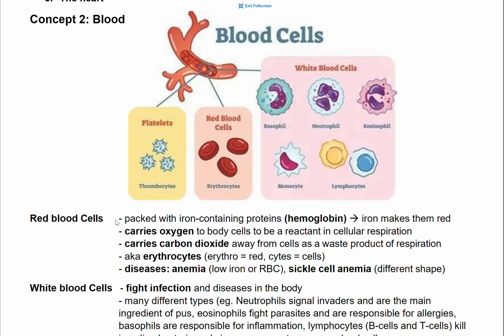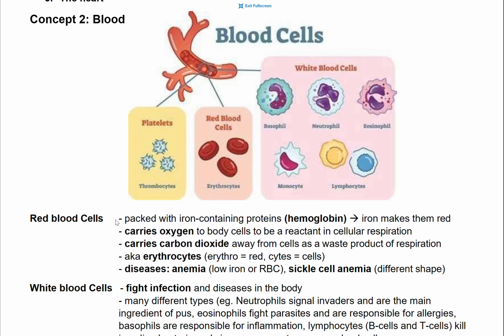You can get some diseases of your red blood cells. If you have a low amount of red blood cells, or low iron in a lot of your red blood cells so they can't make as much hemoglobin, you have what's called anemia. There are lots of different types of anemia. Sometimes anemia means you have low iron and your red blood cells are not making enough hemoglobin. And sometimes it means that you have a low red blood cell count.